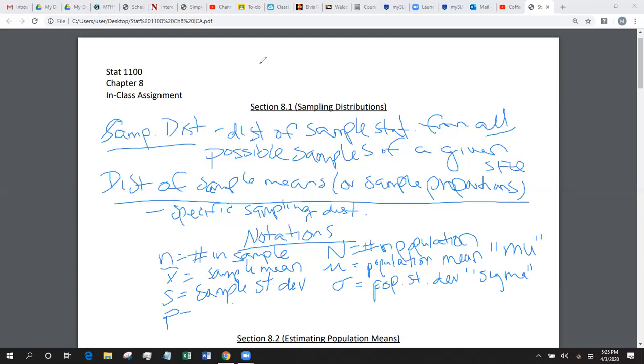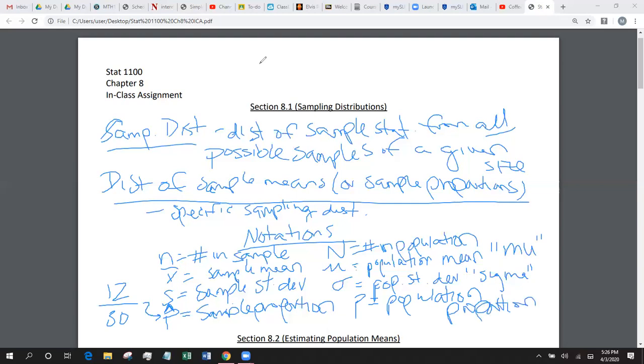Lastly, we can have p, which is our sample proportion. So that would be a proportion or the fraction of people in our sample that have a certain characteristic. For example, if we had 30 people in our sample and we wanted to say maybe 12 of those 30 had blonde hair, then this would be our sample proportion. This is p hat, by the way, so there's a little pointy hat on top of that p. If we're talking about our population proportion, then we would just have p without the hat. So again, the sample proportion is p hat, and the population proportion is just p.